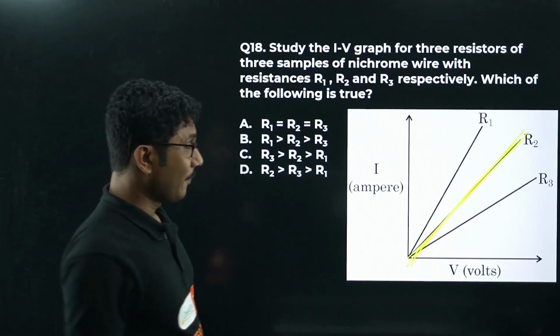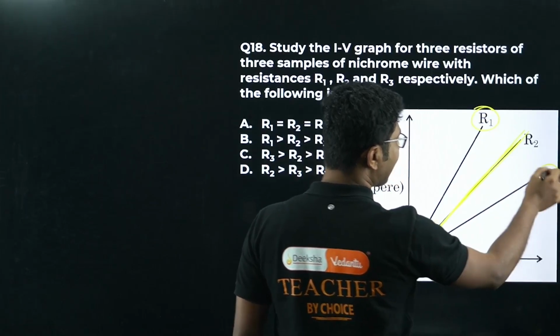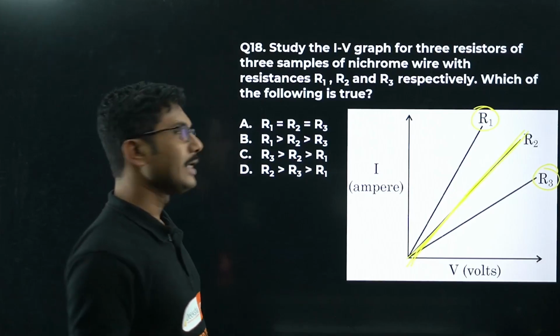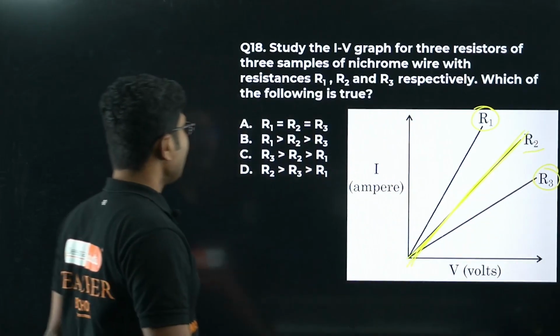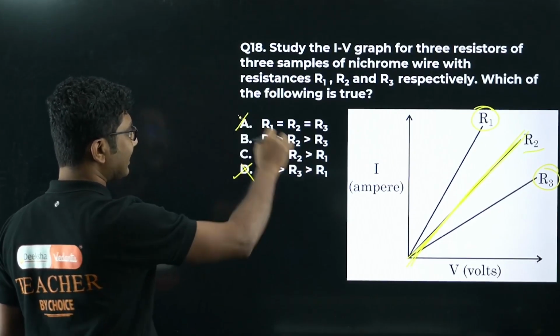One more thing is that the choice is between R1 and R3. One of them will be higher, one of them will be lower, right? R2 will be between R1 and R3. So obviously from this arrangement you can say D is incorrect, A is incorrect.